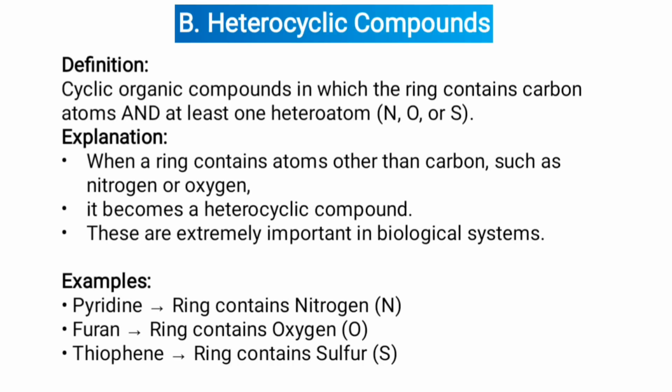And B, heterocyclic compounds. Definition: cyclic organic compounds in which the ring contains carbon atoms and at least one heteroatom, meaning nitrogen, oxygen, or sulfur. Explanation: when a ring contains atoms other than carbon, such as nitrogen or oxygen, it becomes a heterocyclic compound. These are extremely important in biological systems. Examples: pyridine, ring contains nitrogen, furan, ring contains oxygen, thiophene, ring contains sulfur.